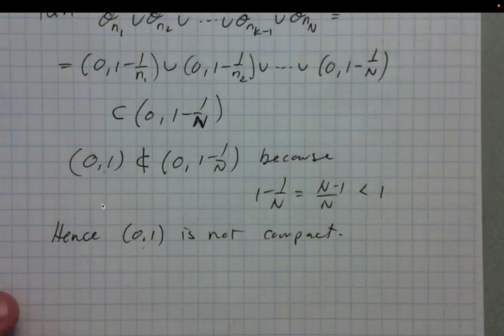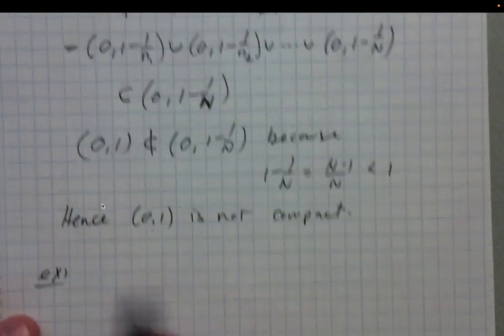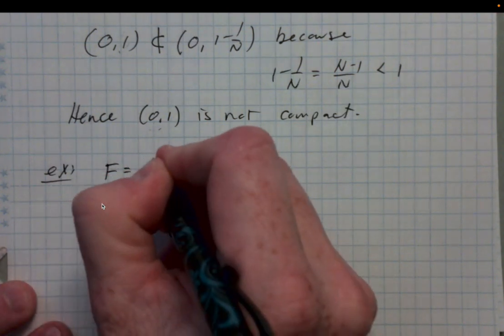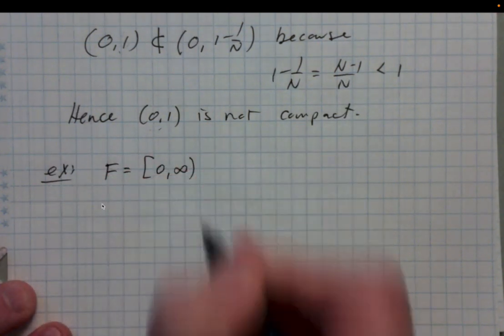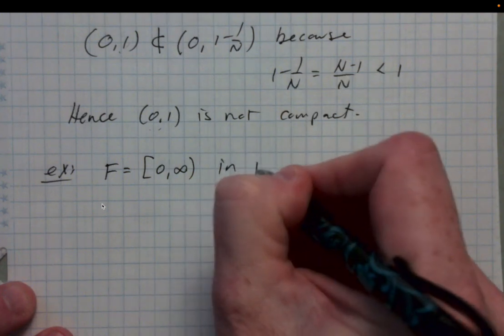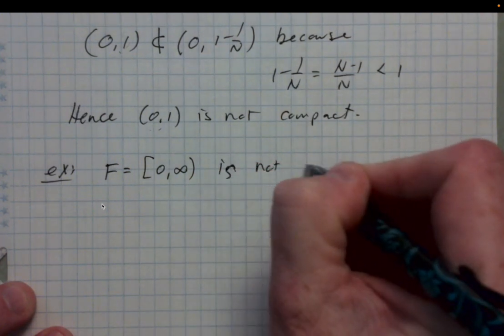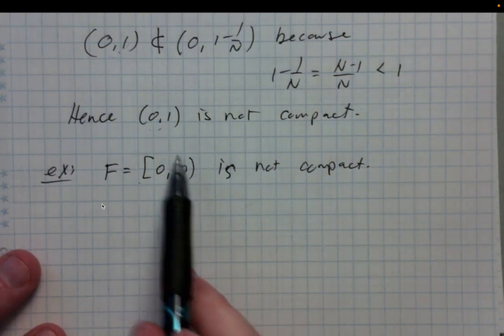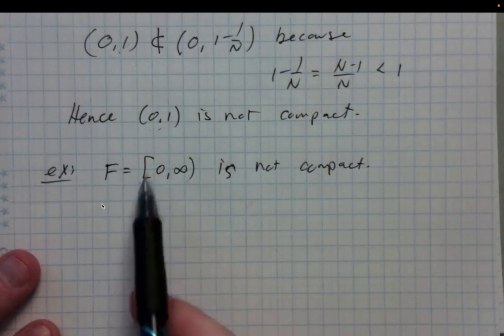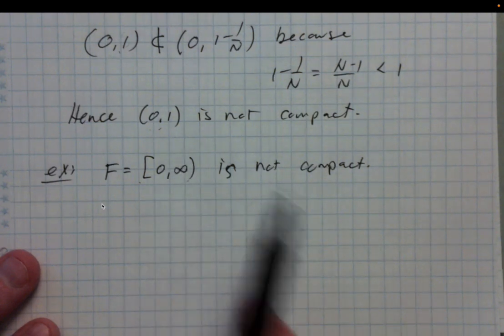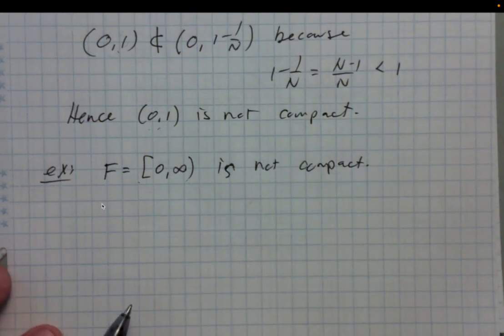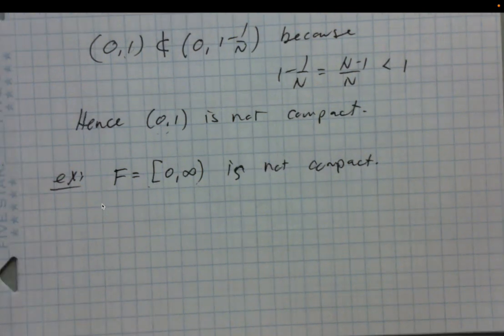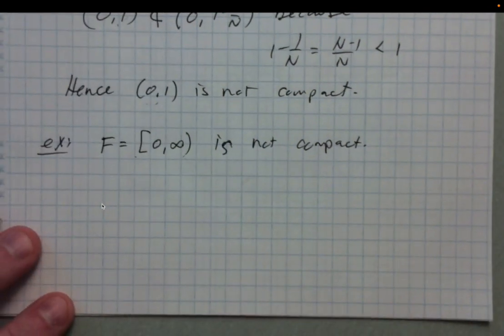Here's another example. The set F, where we set F equal to [0, infinity), is not compact. Now in this case, you'd have an interval that is not open at the top, but this is also an unbounded interval, right? So the upper bound on this is infinite. And so we can show again that this one is not compact, but kind of show it in a different way, although similar.